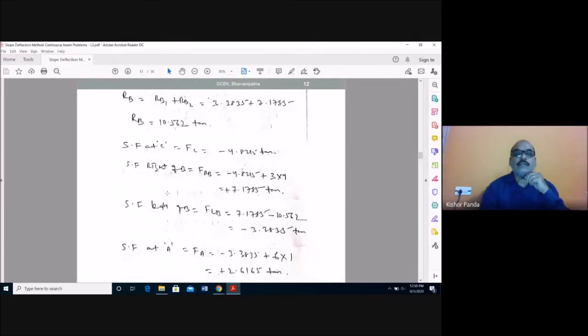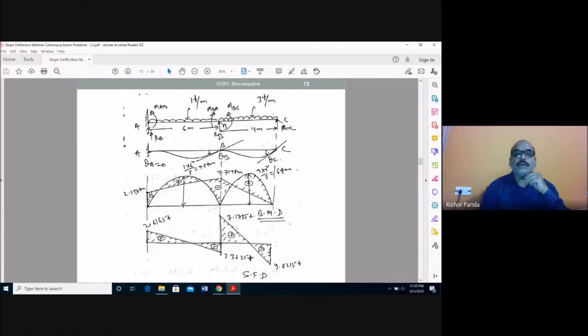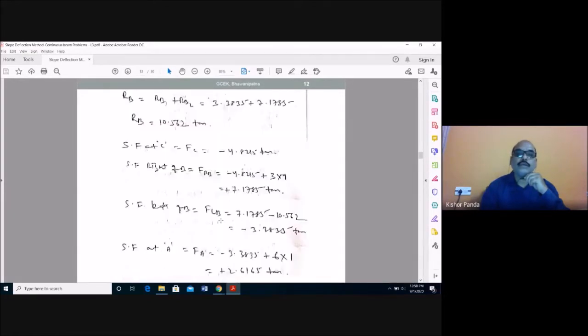Then what is the shear force just right of B? 7.1785 ton, positive. Here you take positive 7.1785 ton. And when you are having a UDL, the shear force diagram will go linearly. Then what is the shear force just left of B? Shear force just left of B is minus 3.3835 ton.